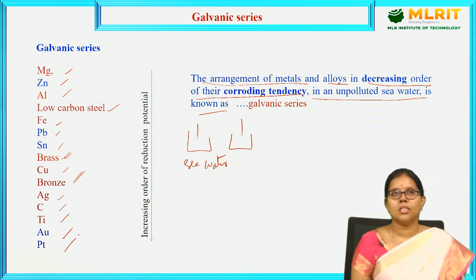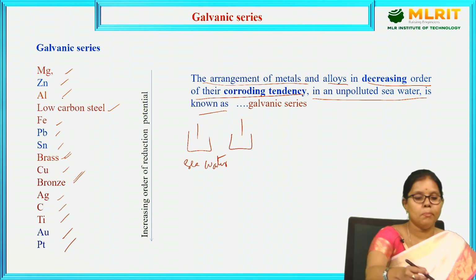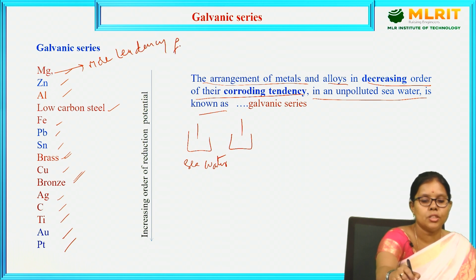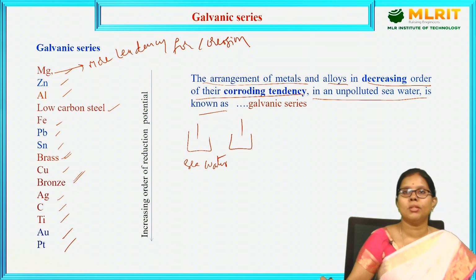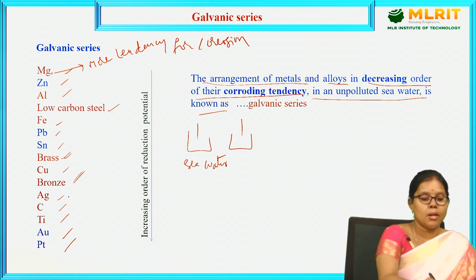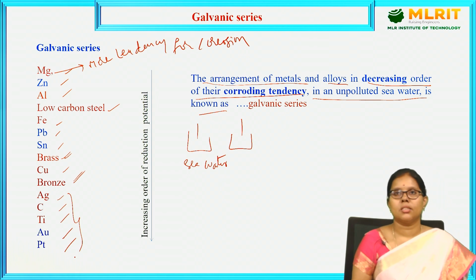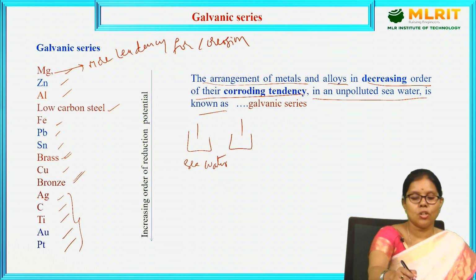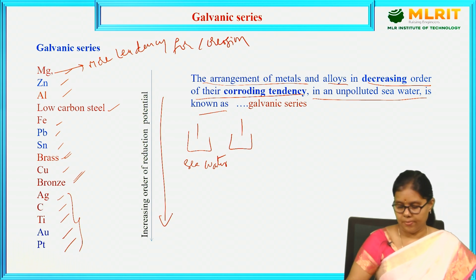If you see from top to bottom, magnesium has more tendency to lose electrons, more tendency for corrosion. That's why magnesium, zinc, aluminum undergo corrosion very fast when compared with these metals. This is the increasing order of the reduction potentials.